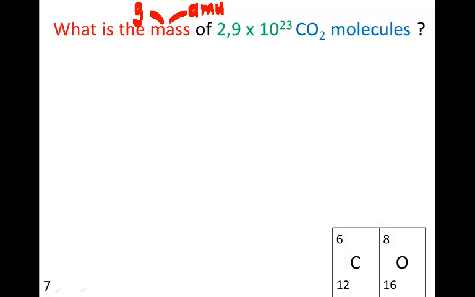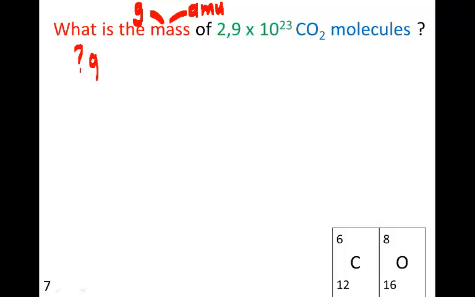I think if they don't specify, they would probably mean you must do it in grams, because this is a large number of carbon dioxide molecules, so you would be able to get a reasonable value in grams. It's only when we have a small number of molecules that we would use AMU, because then grams would give too small a number. But in any case, just as an exercise, let us get it both in grams and in AMU. Do it yourself first.